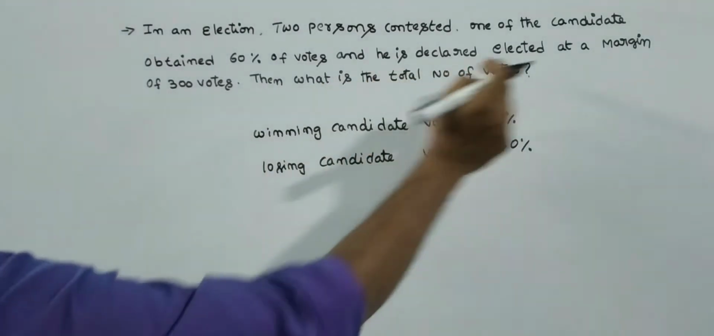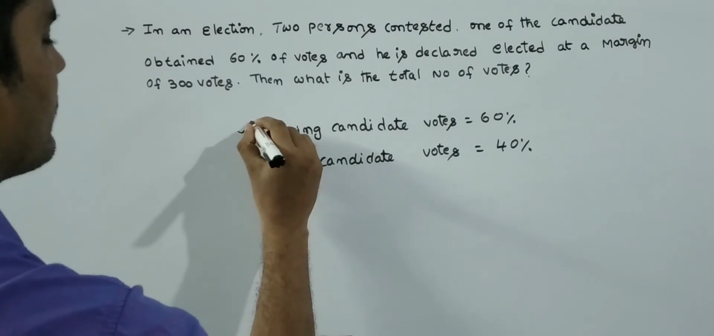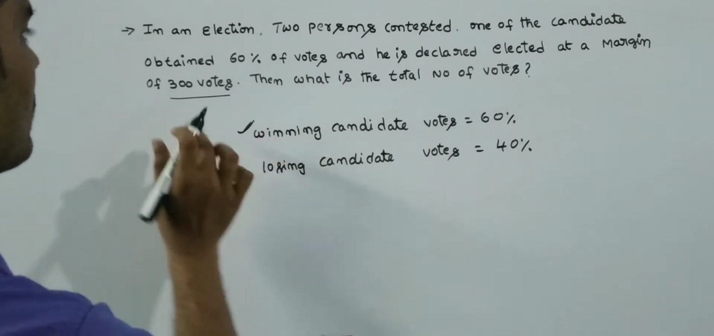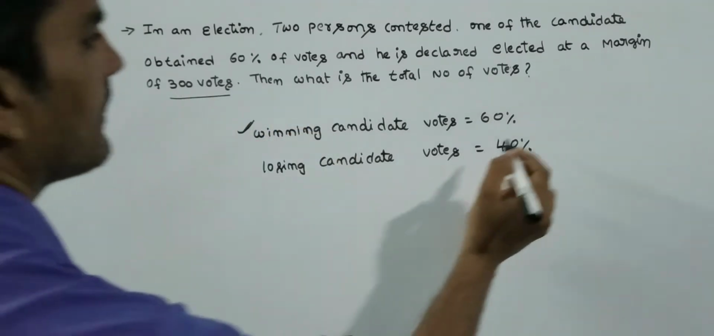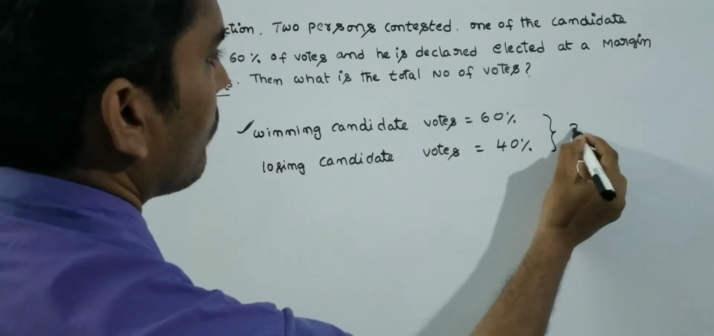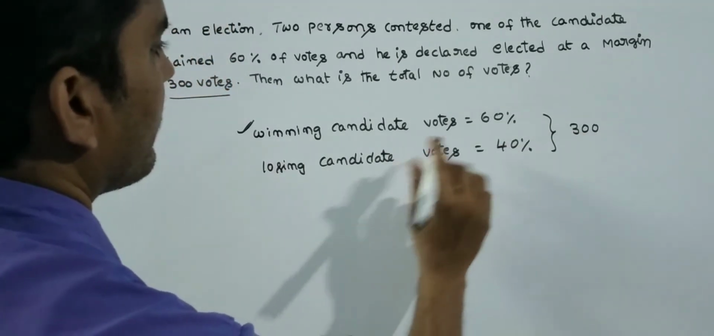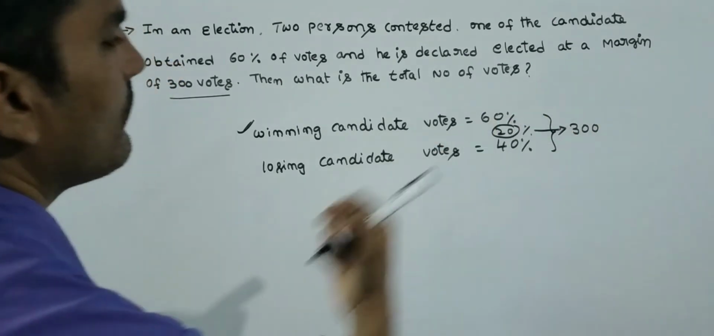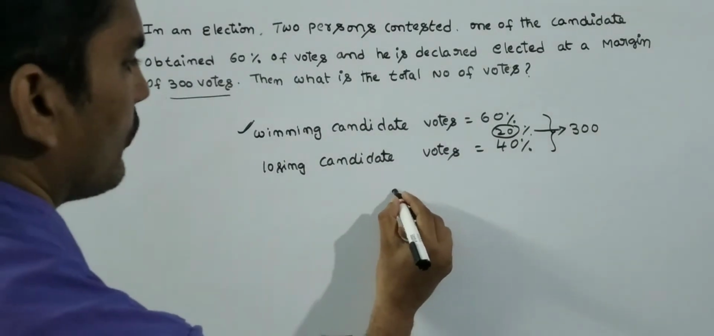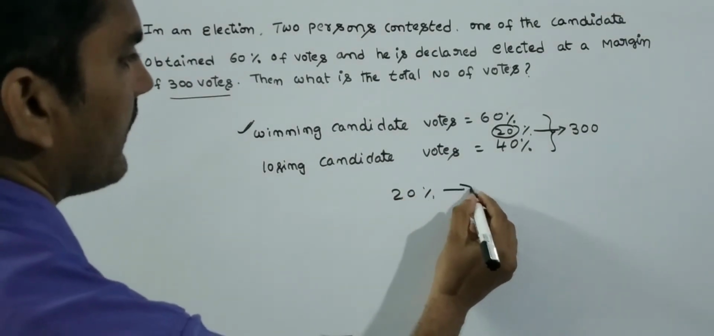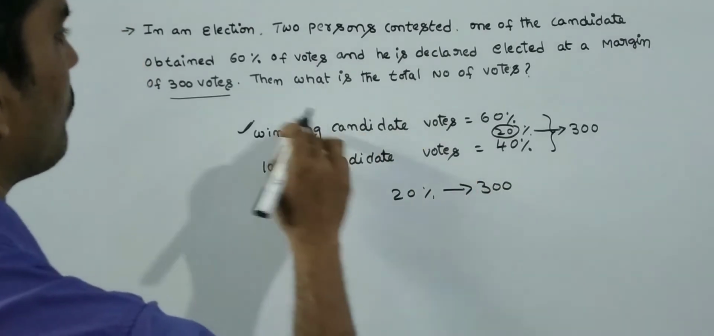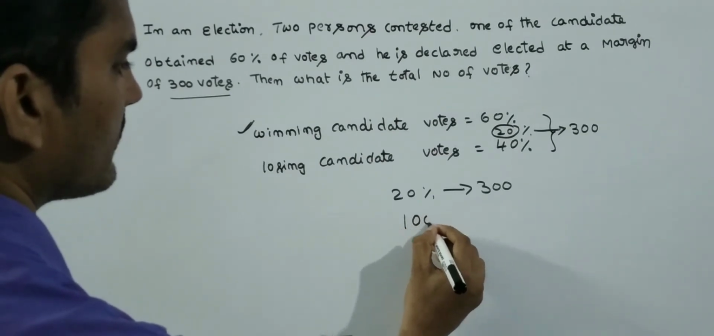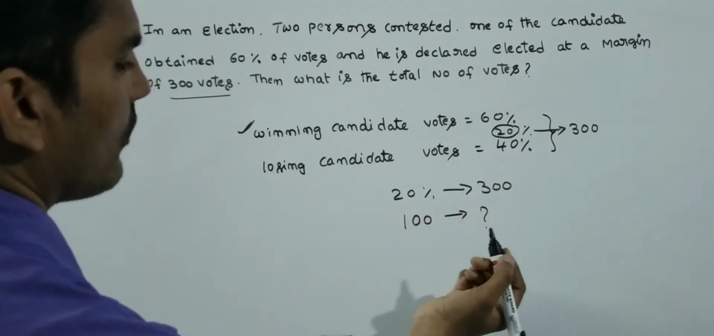See friends, what he has given here: this candidate is elected at a margin of 300 votes. That means the winning candidate got 300 votes more than the losing candidate. What is the difference here? 20%. So this 20% equals 300. Then what he has asked: what is the total number of the votes? Total number of votes is 100%. 100% is how much?